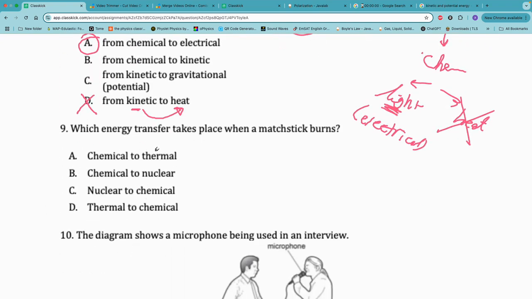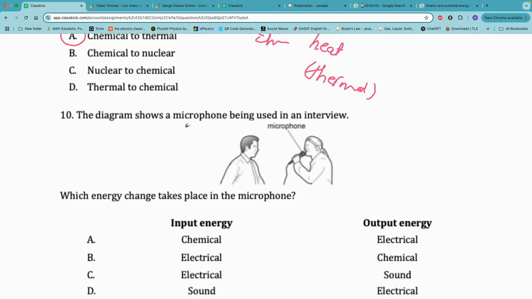Which energy transfer takes place when a matchstick burns? So mainly the original energy stored is chemical energy. This chemical energy changes to heat, or we can consider it as thermal energy. So we're going to pick the answer chemical to thermal. Another example here shows a microphone. So this person talks, so sound changes to electrical energy.